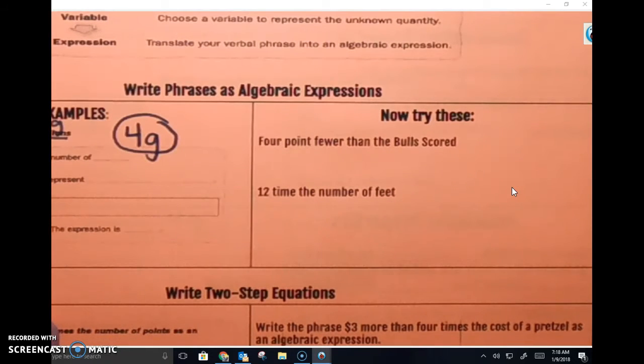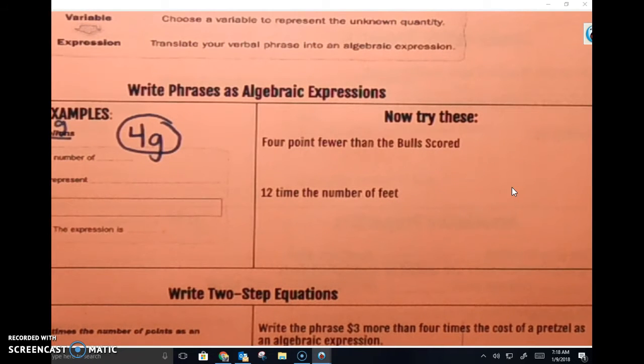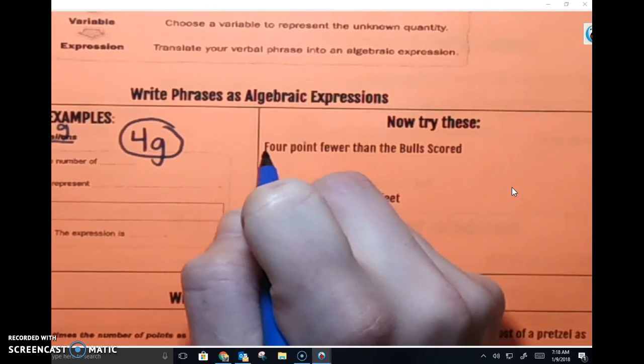Let's take a look over on this one. So this top part is all going to be one-step equations. The bottom part we're going to be working on 2 steps. So this one's still 1 step. First thing we're going to underline is the number. So we have 4.